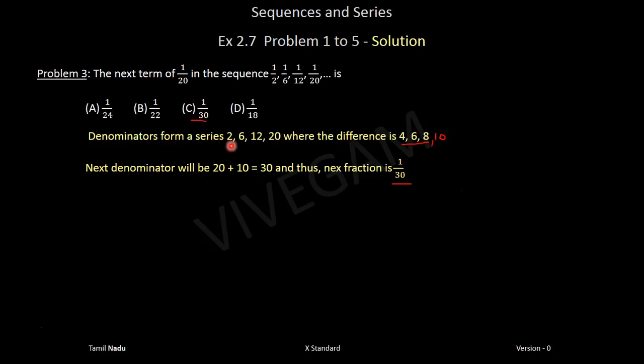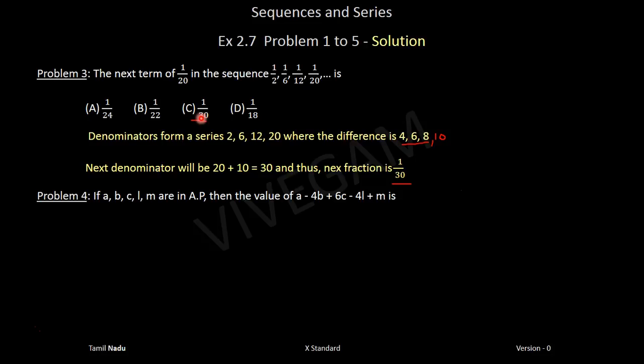So basically the numerator remains constant, it is the same one here, and the denominator forms a particular sequence or series where the difference between two terms is continuously increasing. The second minus first is 4, third minus second is 6, fourth minus third is 8. So the difference is continuously increasing between the terms. The next difference will be 10. So what we need to do is add 10 to this 20, it becomes 30. So the fraction is 1 by 30. You got it?